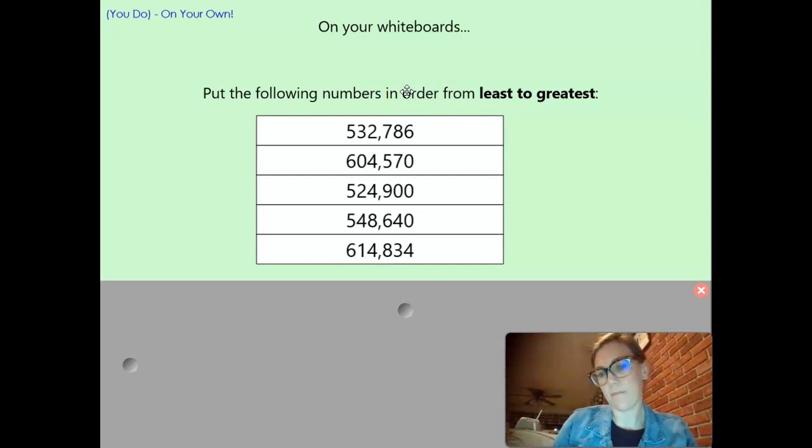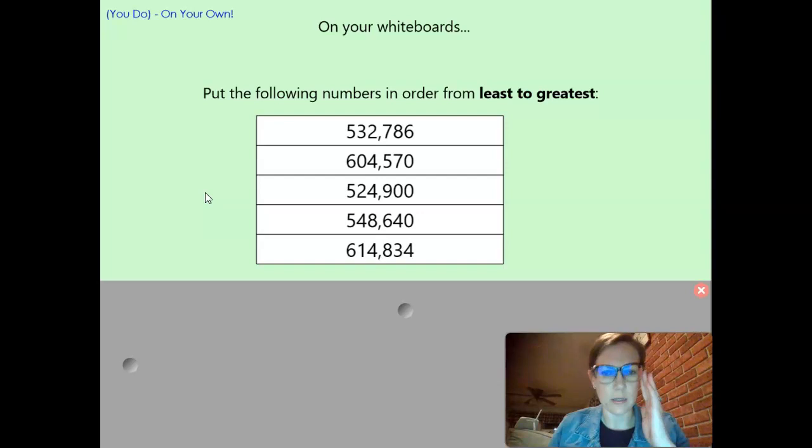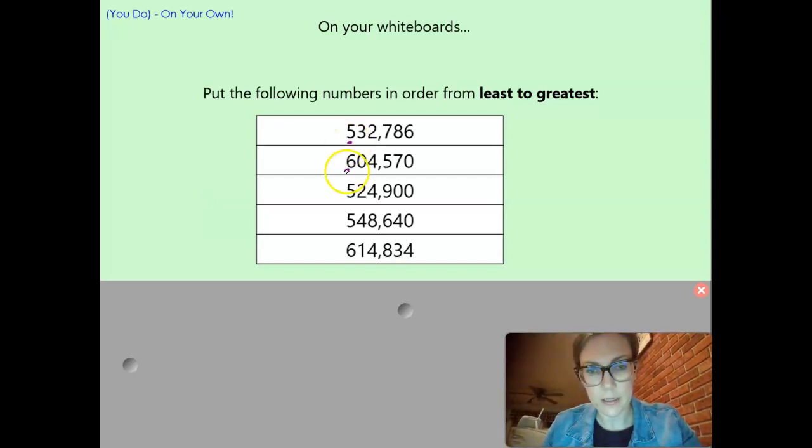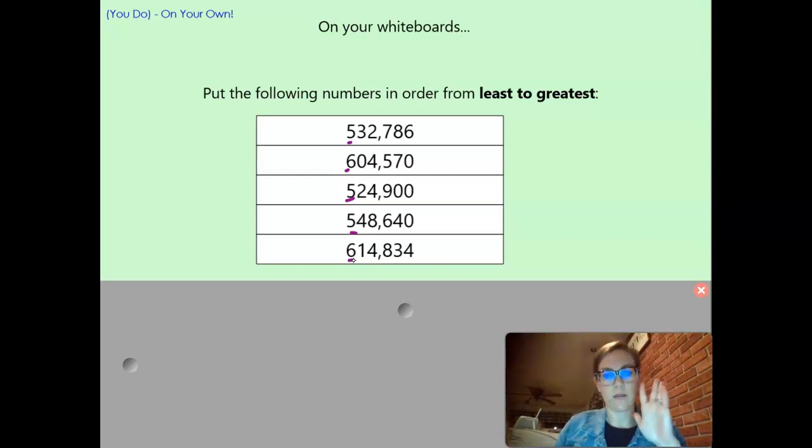All right, you ready? Let's see. Well, we're going least to greatest again. So that means smallest number goes on the top. I'm going to see they all have 6 digits. That doesn't help me. I'm going to go to the first number in each. A 5, 6, 5, 5, and 5. 5 stands out. 5 is smaller than 6.